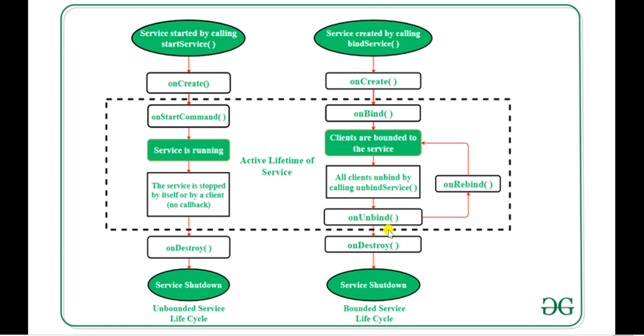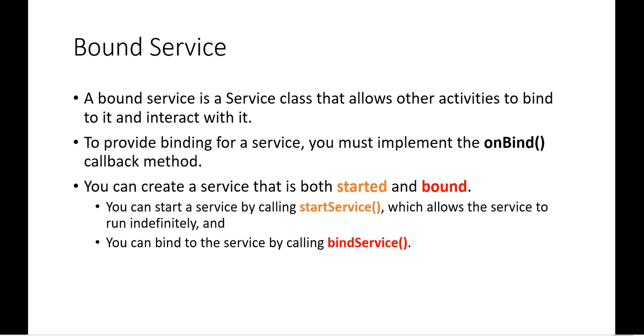When it unbinds, onUnbind is called, and then onDestroy is called. Here, when it is stopped, it directly calls onDestroy. onUnbind is not called here, onBind is not called here. So here we'll be talking about only the bound service. A bound service allows other activities to bind to the service, and it must implement the onBind method.